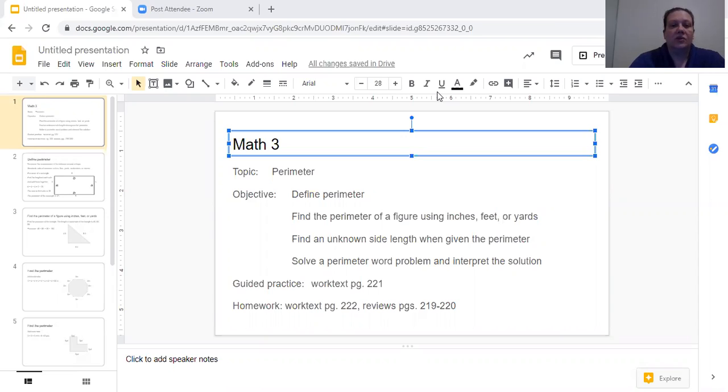Our guided practice for today is work text page 221. And your homework will be work text page 222 and reviews pages 219 and 220.